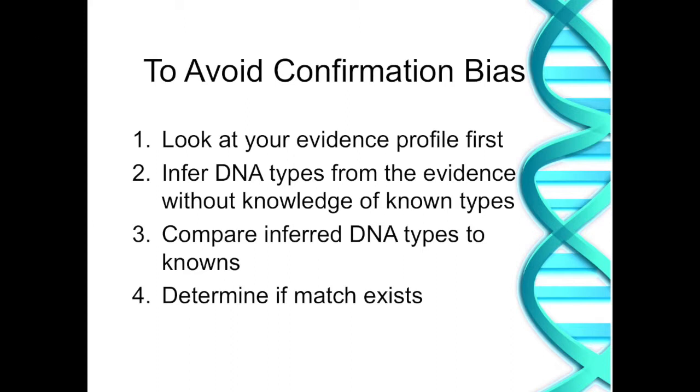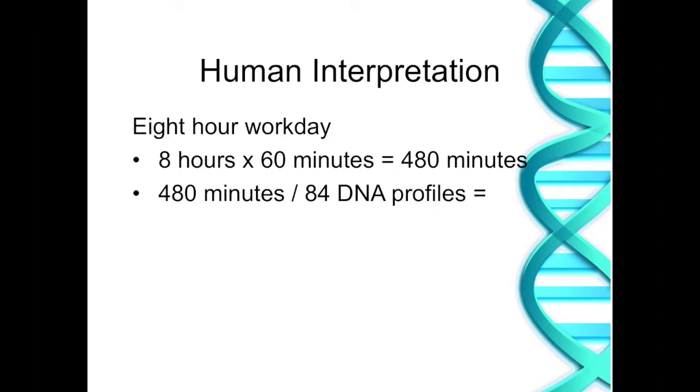I should also point out here too that when we talk about inferring DNA types from the evidence without knowledge of known types, we're also talking about other evidentiary profiles, right? If you have, say, a single source profile from one piece of evidence in your case, and you have a 3-person mixture on the other piece in your case, when you're interpreting that mixture, you really shouldn't be having any knowledge of that single source profile. And that's really hard, as you well know, to try to eliminate that from your mind, but it should be done.